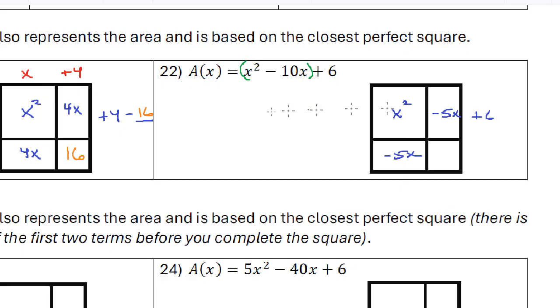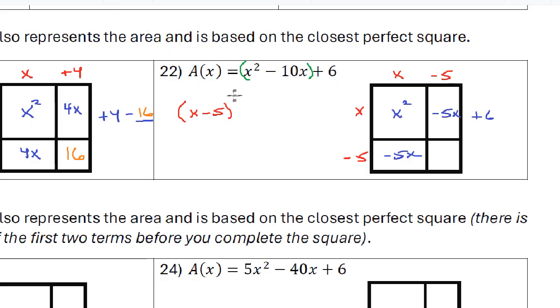All right, so let's go ahead and complete our square. Not a problem at all. x times x gets me to x squared. x times negative 5 gets me to negative 5x. x times negative 5 gets me to negative 5x. That verifies this is a perfect square. So I already got my perfect square: x minus 5 squared.